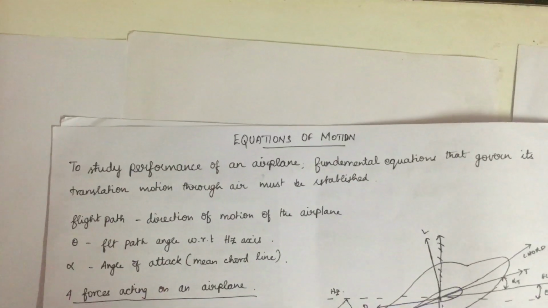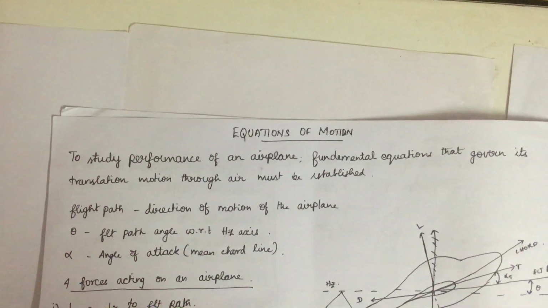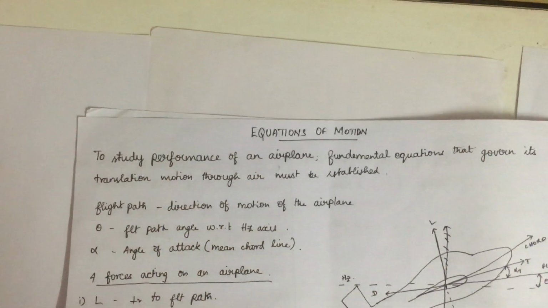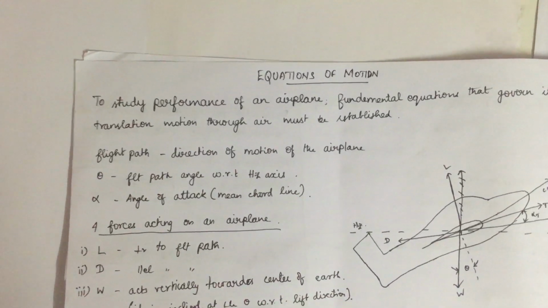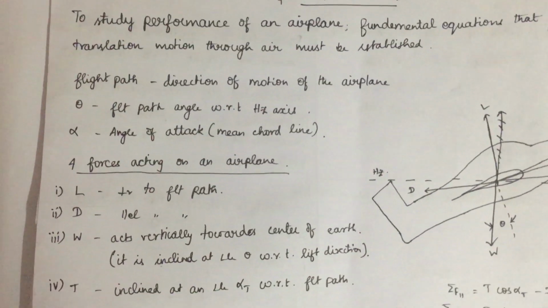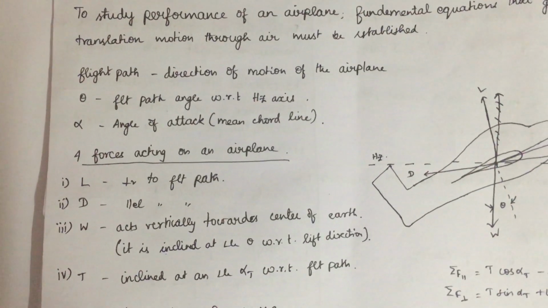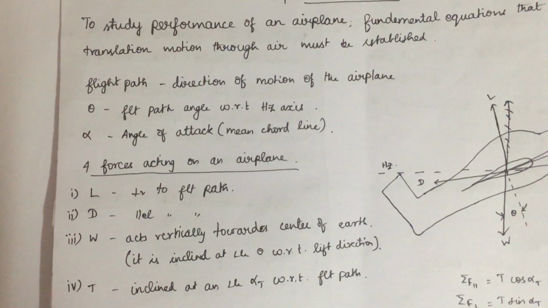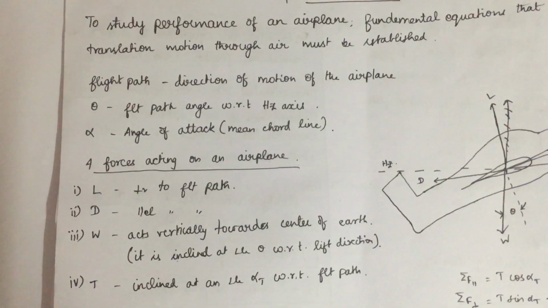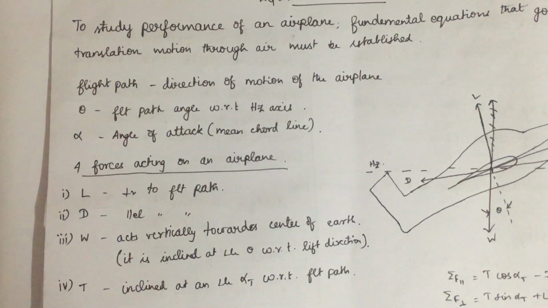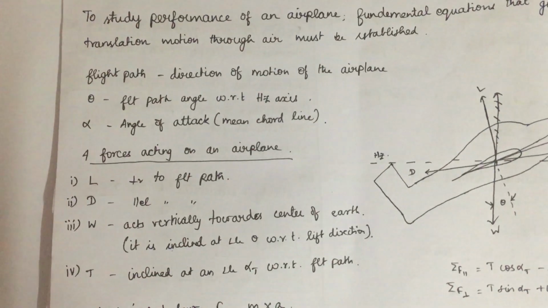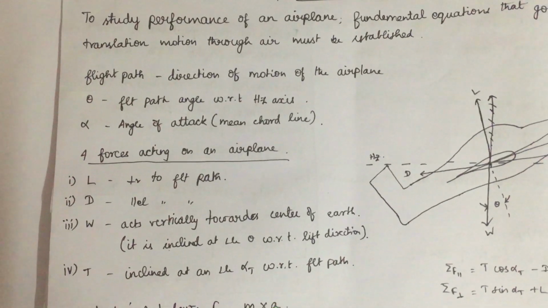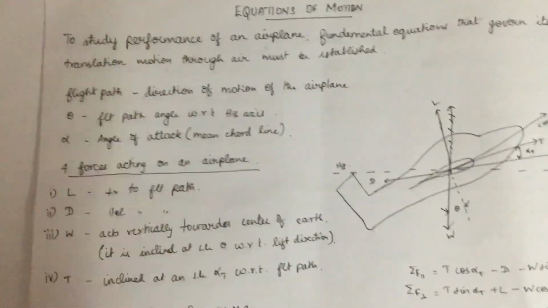To evaluate the performance of an aeroplane, we are just studying how the aeroplane reacts to the four forces. What are the four forces acting on an airplane? We have the four forces, namely lift, drag, weight and thrust. Lift is perpendicular to the direction of flight path. The force parallel to the flight path is your drag, and weight is W, which is acting vertically down towards the center of earth. And T is your thrust. So these are the four forces.